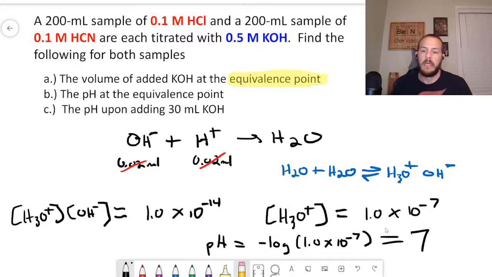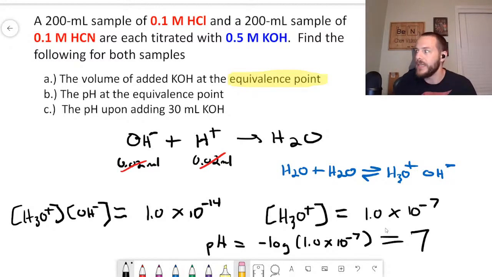Because you have the same number of moles of hydroxide as you do hydronium. They neutralize one another. So the only source of hydronium is the auto-ionization of water, which is given by the equilibrium constant 1.0 times 10 to the minus 14. Take the square root of that, and that gives you the hydronium concentration. Take the negative log of that, and that gets you the pH.